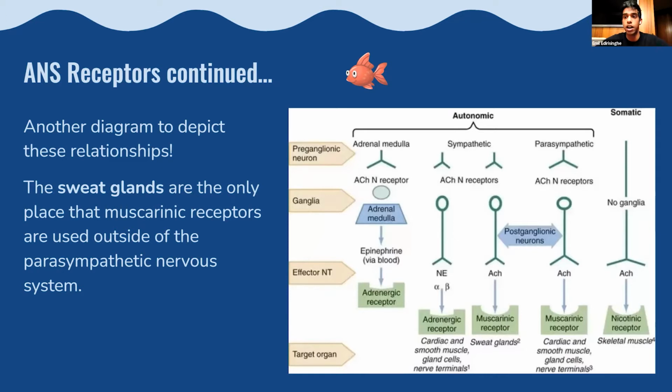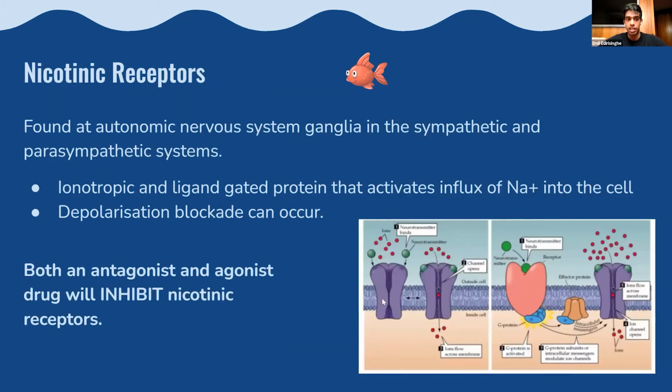So to continue by talking a little bit about the ANS receptors, it is important to understand where these receptors are and which part of the sympathetic or parasympathetic nervous system they're actually part of. The useful thing is that muscarinic receptors are only found in the parasympathetic nervous system, except for the sweat glands, which are part of the sympathetic nervous system. And you will also know that the sympathetic nervous system will usually have things acting on these alpha or beta receptors. To start by talking about nicotinic receptors, these are the ones found at autonomic nervous system ganglia in the sympathetic and parasympathetic systems. These ones are quite important because they're part of both systems.